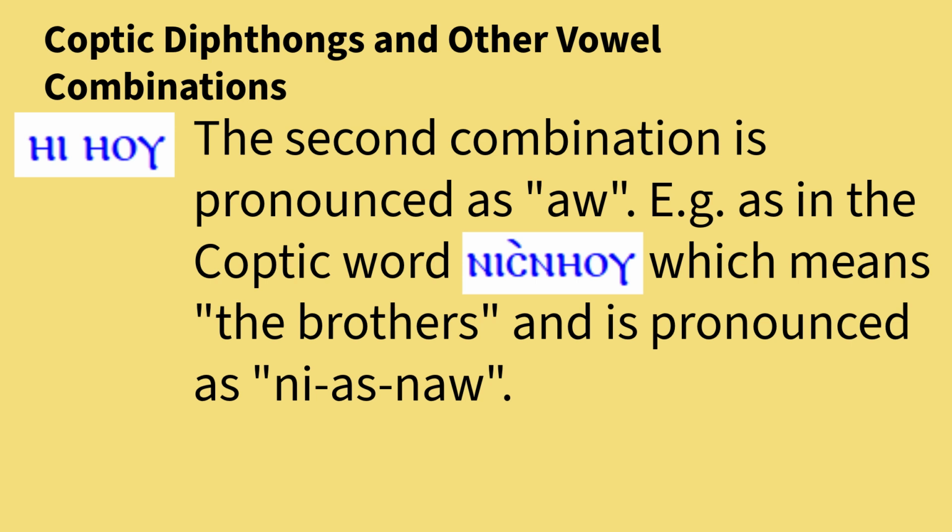And that of course contrasts to the previous page where the shorter diphthong or vowel combination, the yada, was pronounced as a. This is pronounced as o. So we have nias now, o, nias now, o.